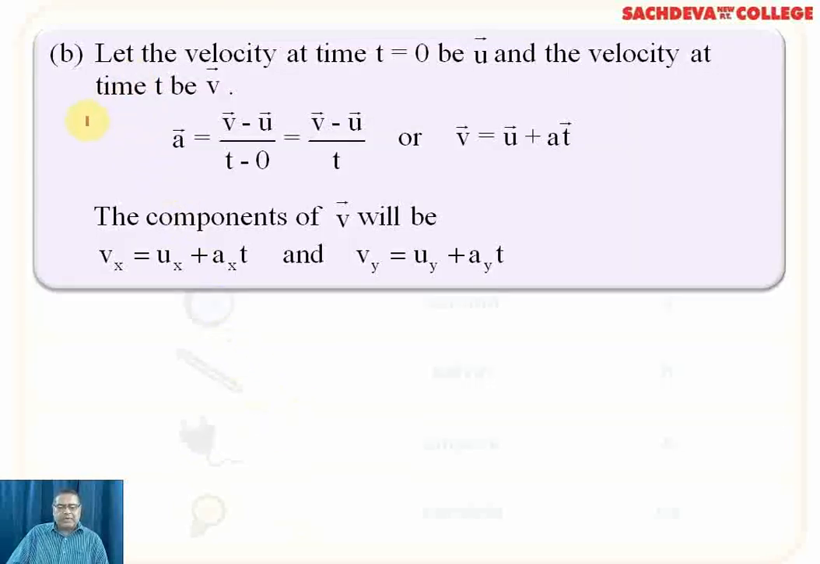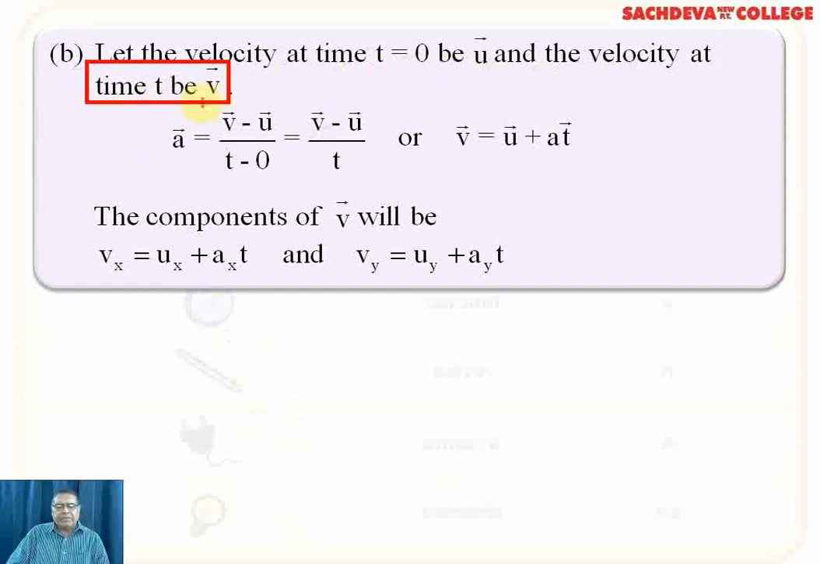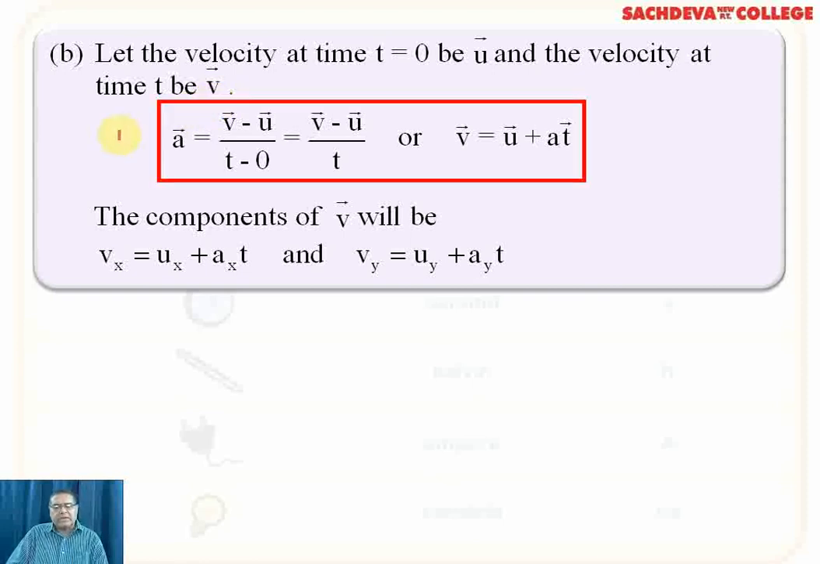Now the other part is, let the velocity at time t0 be u and the velocity at time t be v. So two times are indicated here. One is time 0, other is time t. Obviously t is greater than 0. So acceleration is v minus u over t minus 0. t minus 0 means t. So v minus u over t is the rate of change of velocity, and that is what acceleration is. And from this we get the equation v is equal to u plus at.